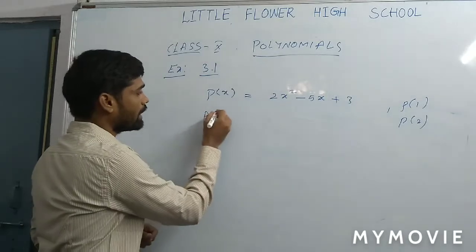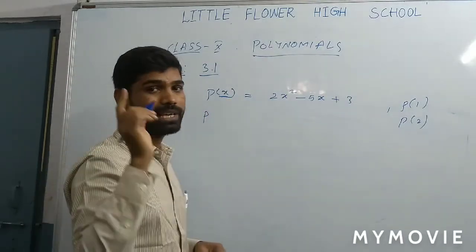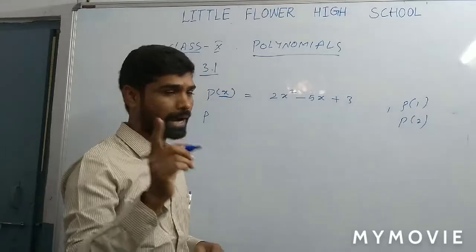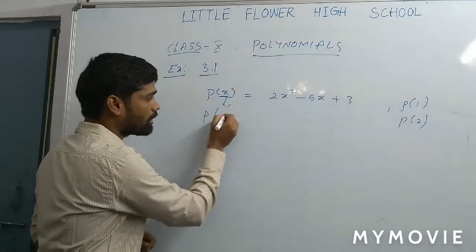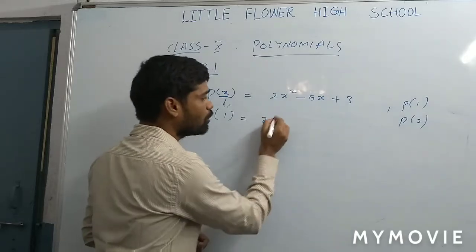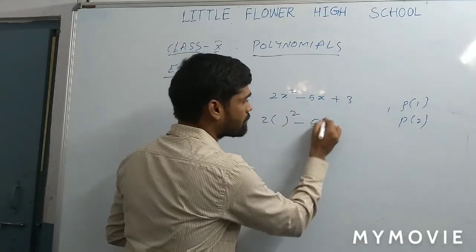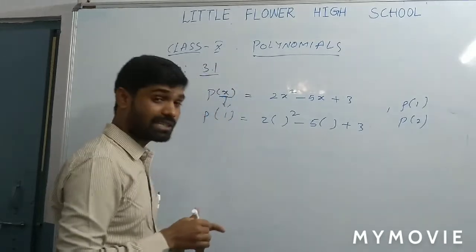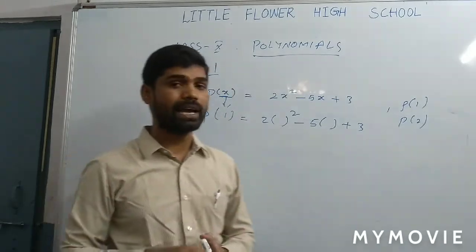So let us see now P in the x place. Just now we discussed that in the place of x we have to write 1. So in the place of x I am going to write 1, only in the place of x, no other way. Okay, 2 and minus 5 plus 3. I left the space here. I hope you understand. I did not write the x.